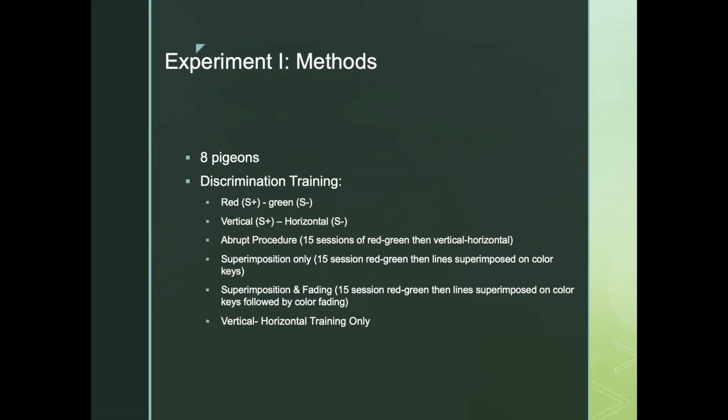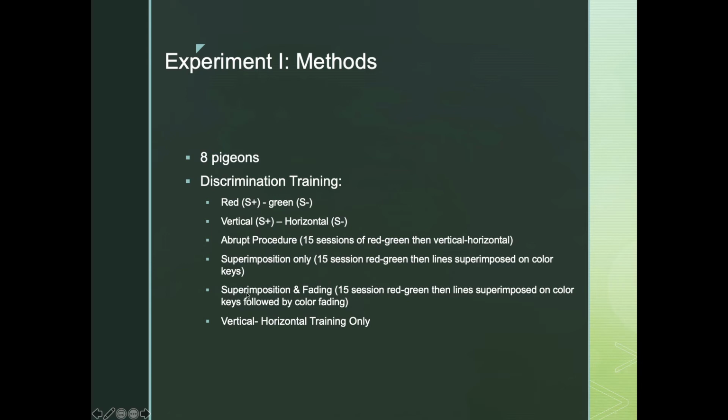Again, different procedures were compared. One was, or different conditions rather, abrupt, that is 15 sessions of the red-green discrimination occurred, followed by abruptly introducing the vertical and horizontal line on white keys. So sort of no fading in that sense. The superimposition condition, again, there were 15 sessions of the red-green discrimination, and then the lines were superimposed immediately on the color keys.